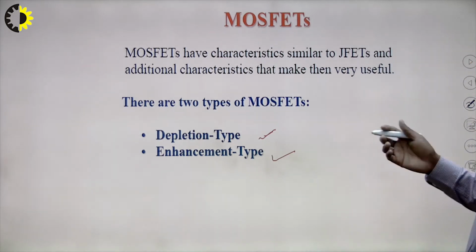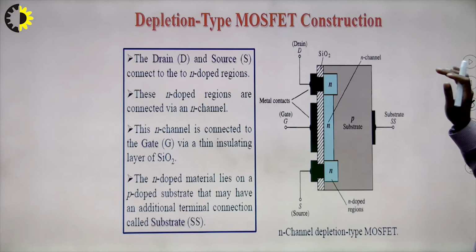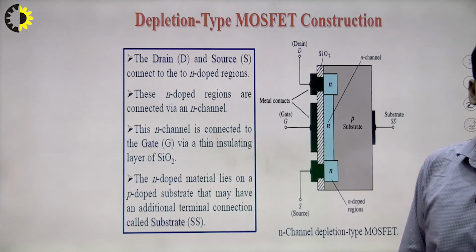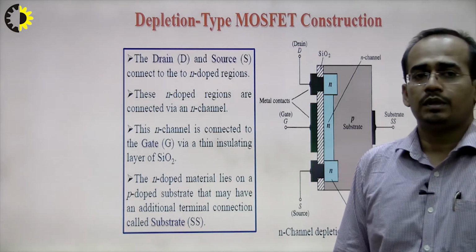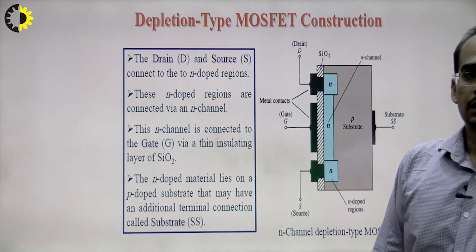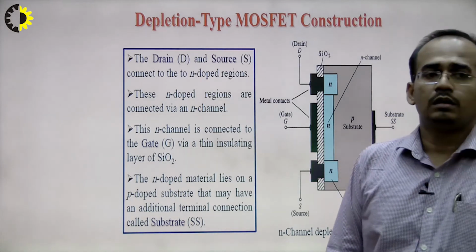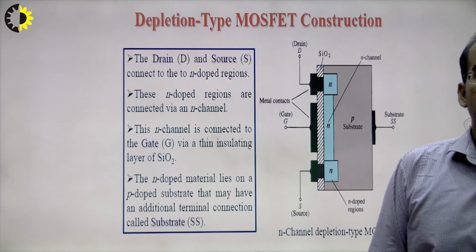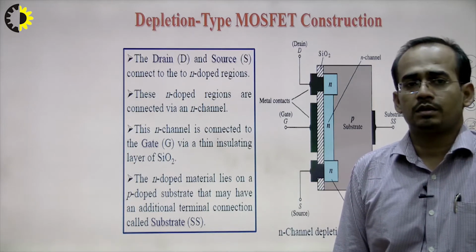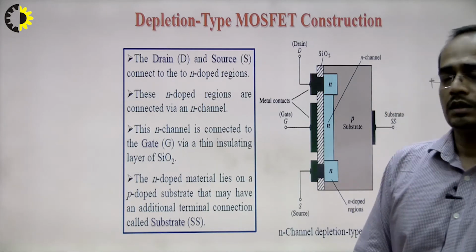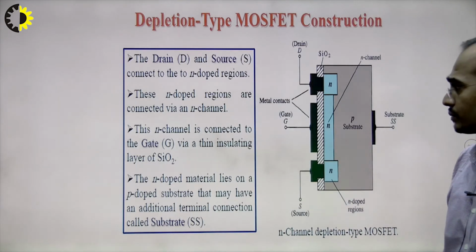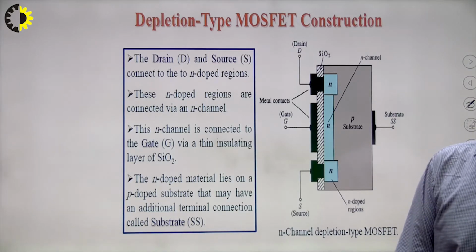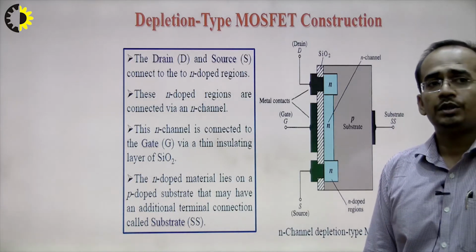Like a JFET, the depletion type MOSFET also has 3 terminals, but it has one additional terminal, that is the substrate. The substrate is internally connected to the source, but if I want to show it separately, then we can show the substrate separately and term it as SS. So, how will I construct the depletion type MOSFET?